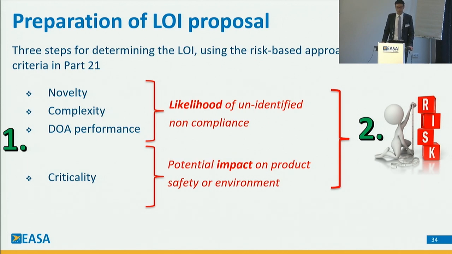The second step, criticality. So what is my potential impact of an unidentified non-compliance on the product level?